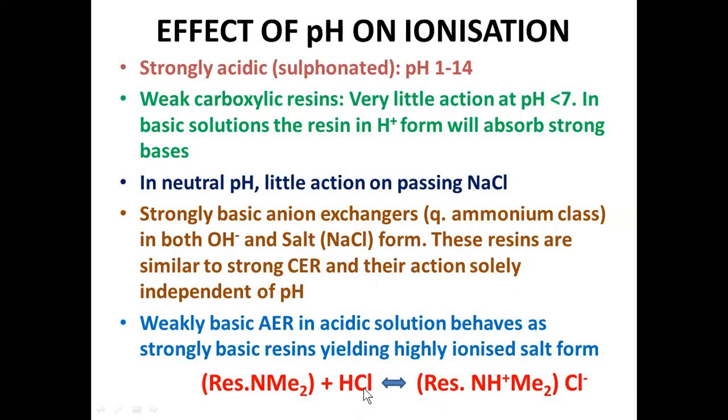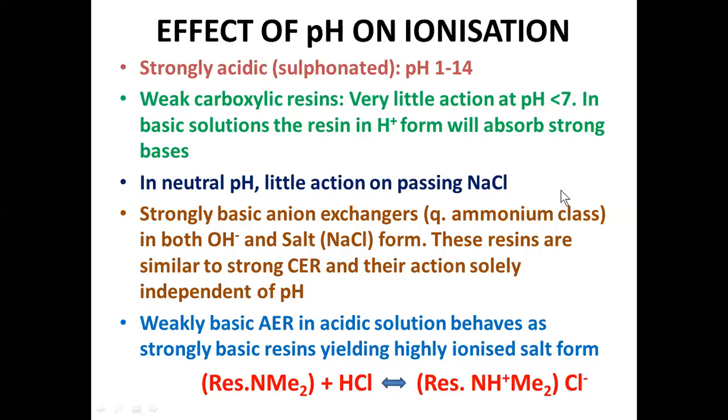If you pass hydrochloric acid solution through this, protonation takes place, converting the dimethylamine into the protonated form. This protonated functional group will possess strong basic property. Therefore, these resins will function like strongly basic resins in the acidic medium. So, this is a weakly basic species attached to the polymeric surface of the resin, and therefore it can be called a weakly basic anion exchange resin. If you pass hydrochloric acid solution through it, this resin will be converted into a strongly basic one.